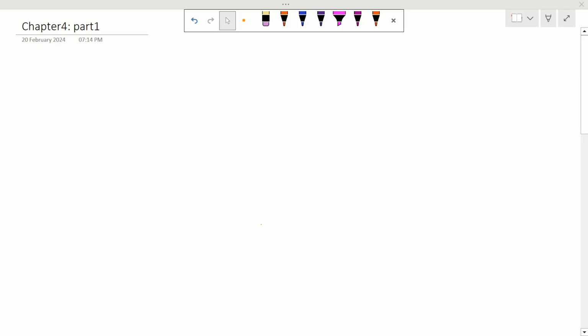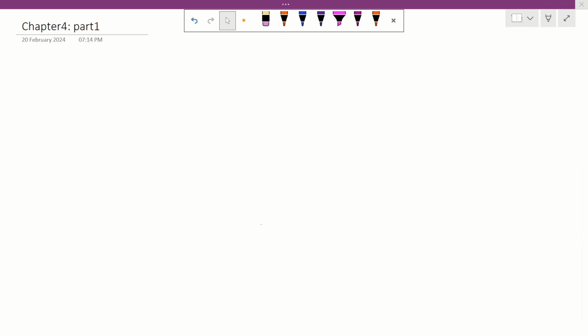Today we are going to start a new chapter, chapter number 4, that is complex numbers and quadratic equations. The name of the chapter is quadratic equations and complex numbers. We'll discuss this topic in detail.